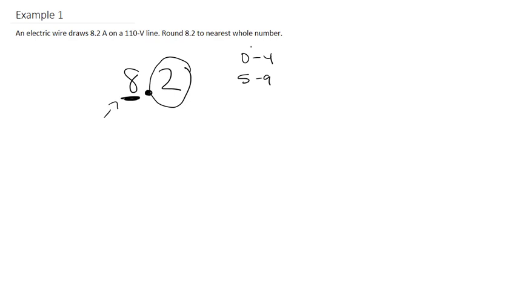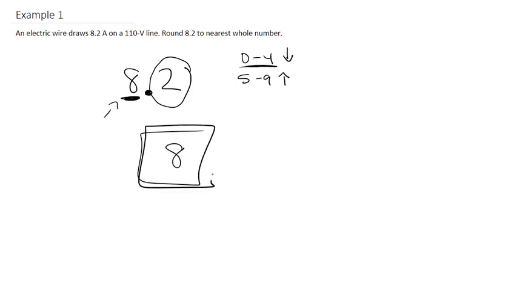So if it's between 0 to 4, we round down. If it's between 5 to 9, we round up. So we see that this 2 is in the 0 to 4 range, and so we know we need to round down. So to the nearest whole number is just 8. And this would be our answer. So let's look at another example.